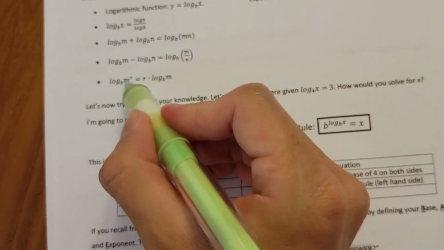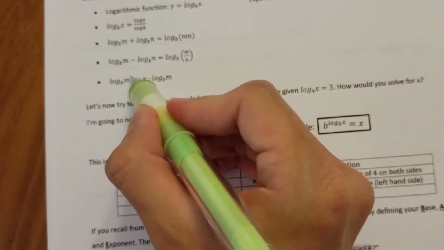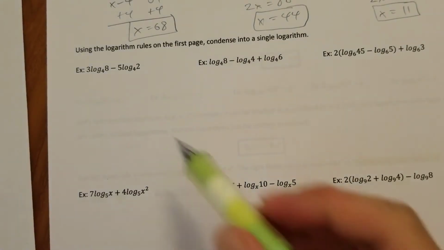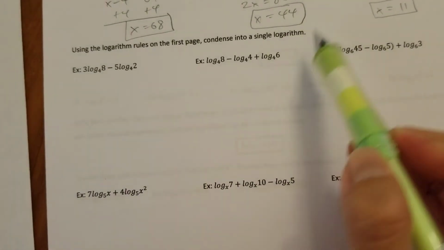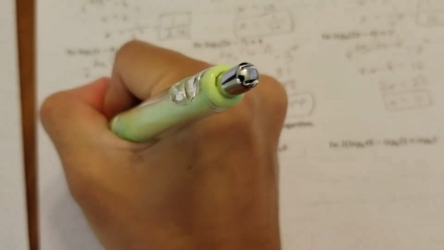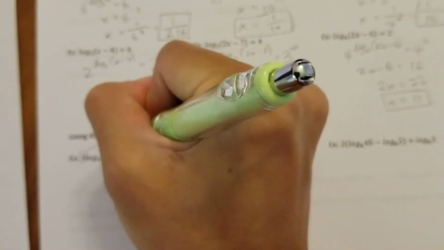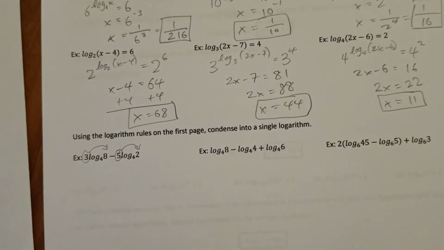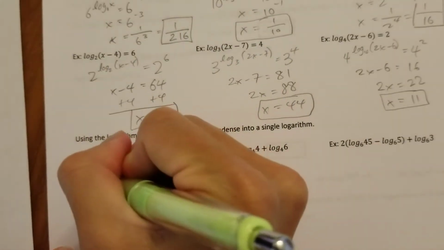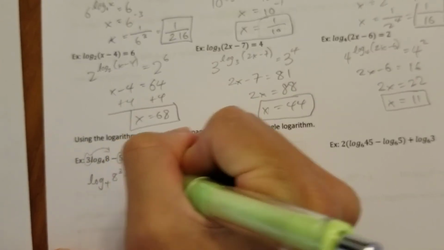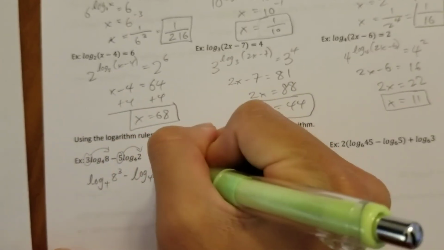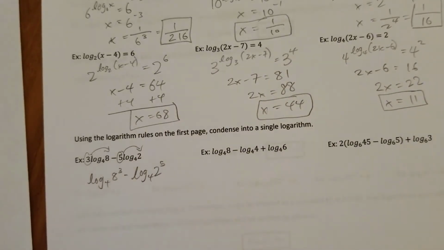Log base b of m raised to the r, this exponent comes right in front. Okay, so instead, if you look at this, the exponent's already in front. If we want to write this as a single logarithm, we have to do the opposite. So if we're doing the opposite, this will come up here, and this will come up here. This is log base 4 of 8 cubed minus log base 4 of 2 raised to the 5th.